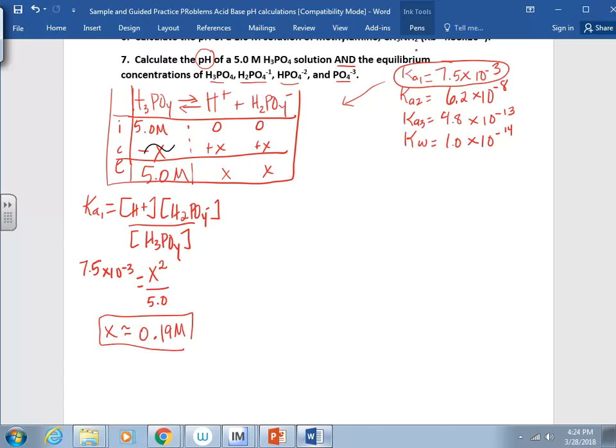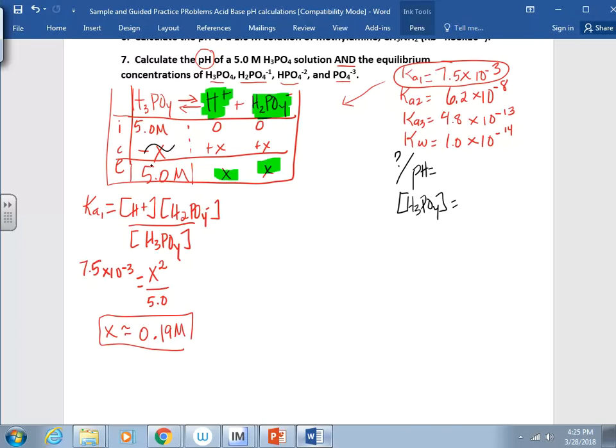So let's look and see what exactly we've solved for here so far. We just solved for x, and x happens to equal the hydrogen ion concentration and the H2PO4 concentration. All right, so keep that in mind. Now, some things that they wanted us to figure out in this problem were the pH. So we're going to find our pH. They wanted us to find the equilibrium concentrations of H3PO4. So we know that's right here is 5.0.